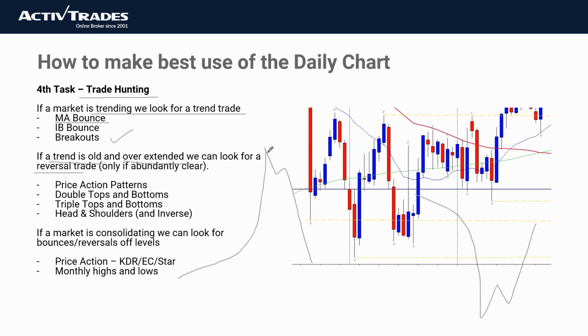If price is going vertical and pulling away from moving averages, and then we start to see very abundantly clear reversal trades, price action patterns like double tops and bottoms, triple tops and bottoms, head and shoulders patterns, that's when they become valid and useful for us as traders. Or even if the market is consolidating, we can look for bounces or reversals off particular levels, utilizing things like a key reversal, an engulfing candle, a star formation, a pin bar, etc. And also, as I said, bounces off what might have been monthly highs and lows.